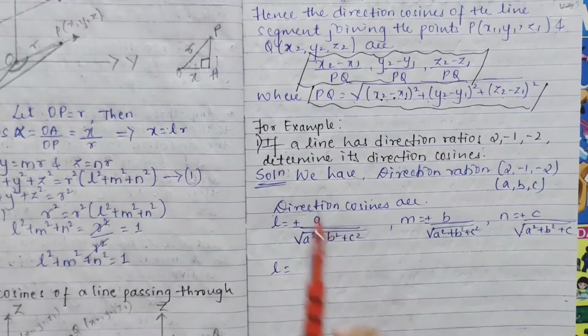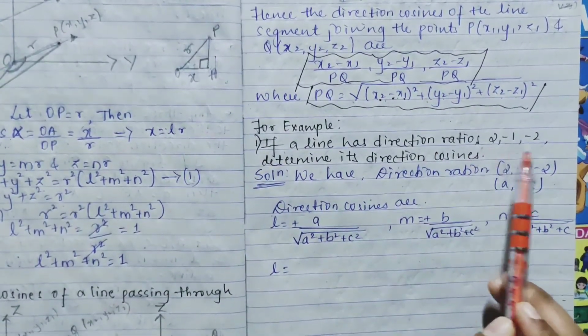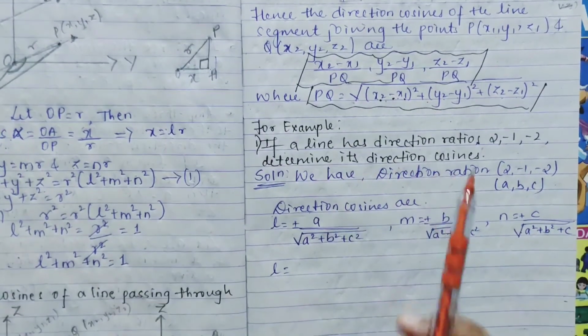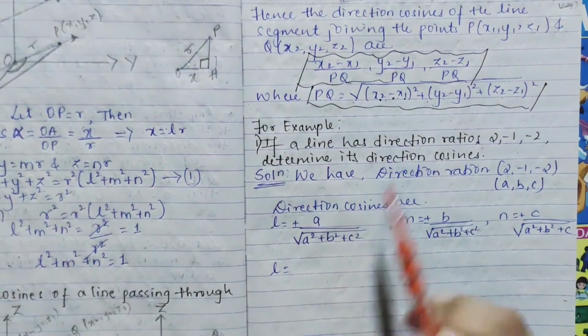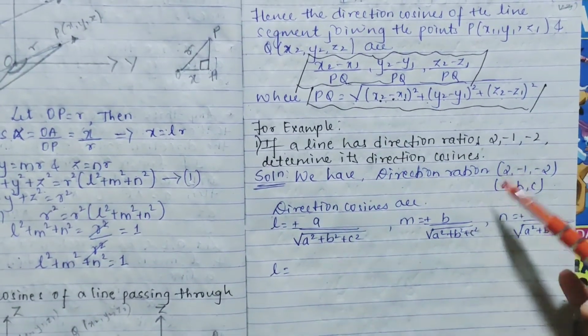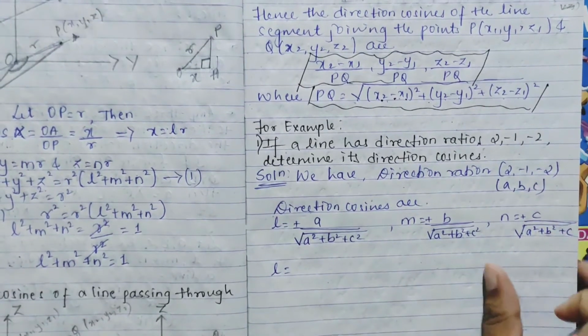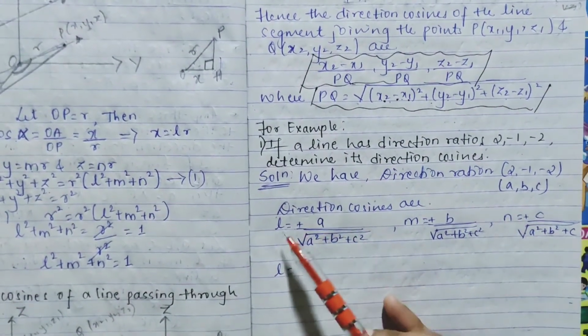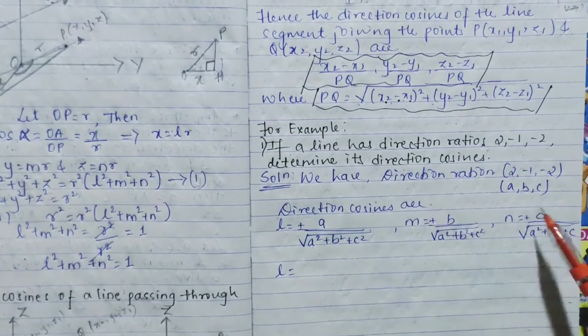I've taken one example. If a line has direction ratios 2, minus 1, minus 2, determine its direction cosines. So at the start, what we have done, on that basis it is asking. So direction ratios, you have 2, minus 1, minus 2. So this is given as a, b, c, right? And direction cosines, how are they given? l equals plus or minus a by root of a square plus b square plus c square, and your m, your n.